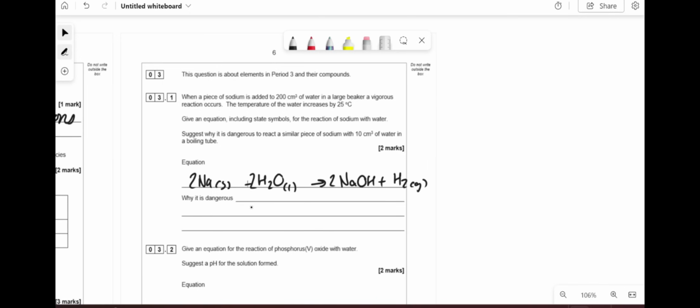Now, it says, why is it dangerous? Well, the temperature is going to increase more, or the glass will explode or shatter, because they've done it in 200 centimeters cubed, and a 25 degrees Celsius jump is pretty high. If they did that on a volume that's like 20 times less, that's probably going to be pretty dangerous. So temperature will increase more.